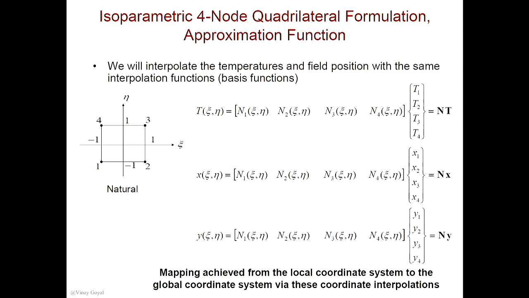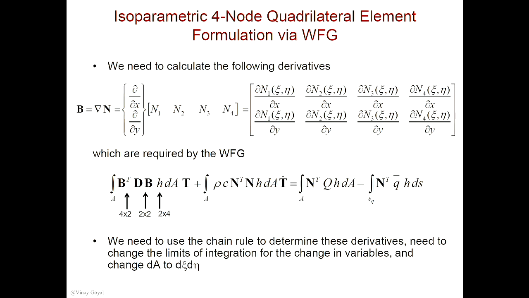And I want you to notice I made it bold x. I'm calling this bold column vector x. This x bold is fully known. I call this bold y column here. This y bold is fully known. N bold is known, y bold is known, x bold is known, but T bold is not known. That's what we're trying to solve for, the temperatures at the nodes. Okay? So let's go back to where we are at.